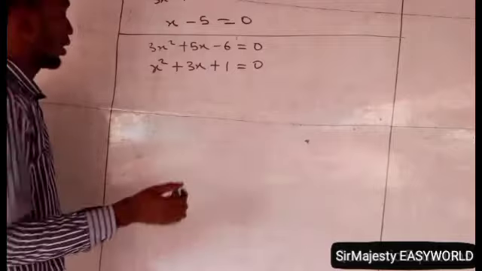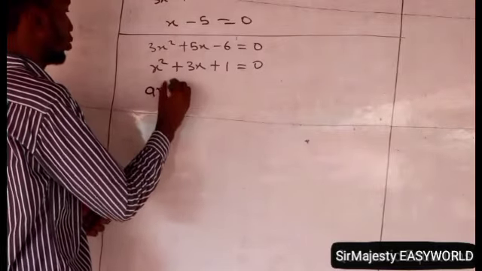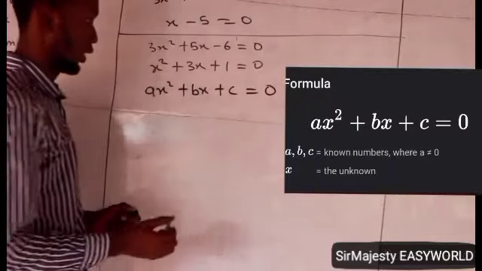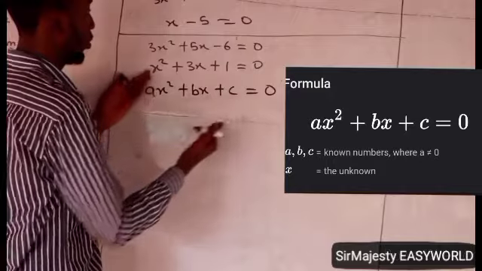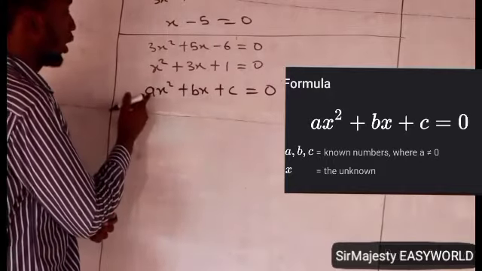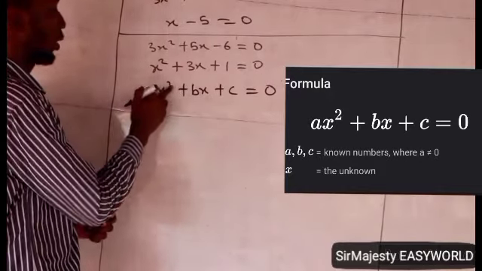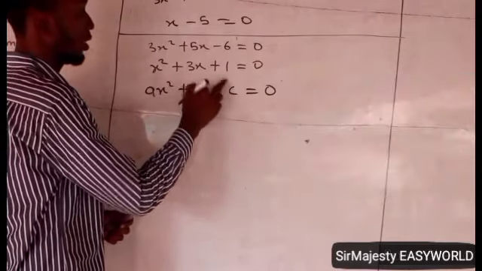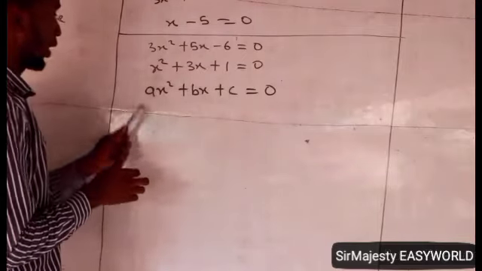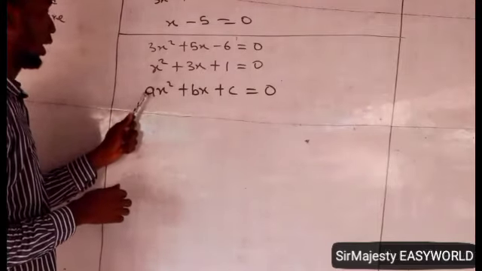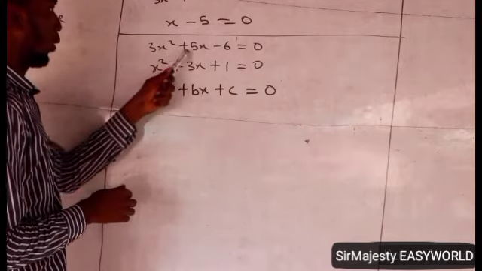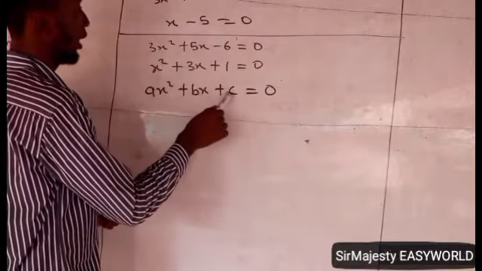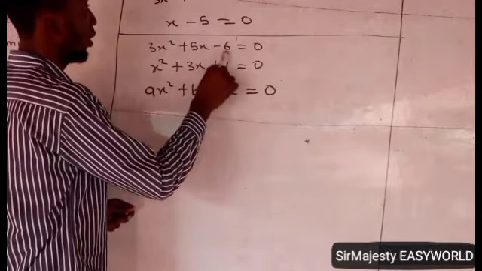So the general form of a quadratic equation can be given as ax squared plus bx plus c is equal to 0. And you can see that we can compare this form to each of these equations here. So a stands for the coefficient of the x squared term, b stands for the coefficient of the term in x, and c is our constant, our number. If we compare this to the first equation here, we can see that our a is 3, our b is 5, and our c is the value minus 6.